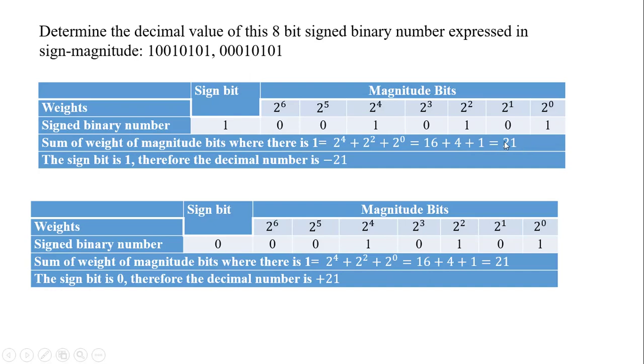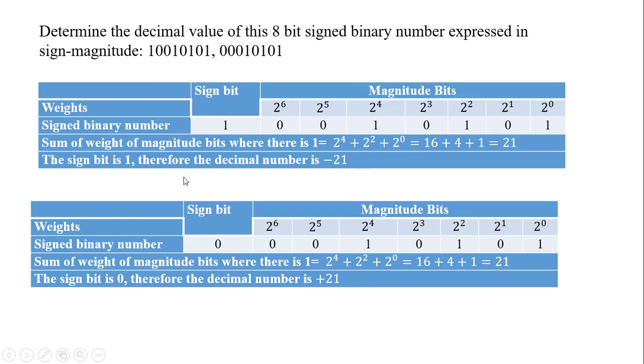Is 21 a positive number or negative number? We examine the sign bit. The sign bit is 1, therefore the decimal number is minus 21. So the decimal equivalent of this signed binary number is minus 21. This is a negative number.